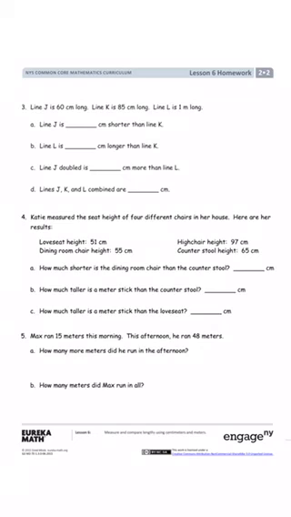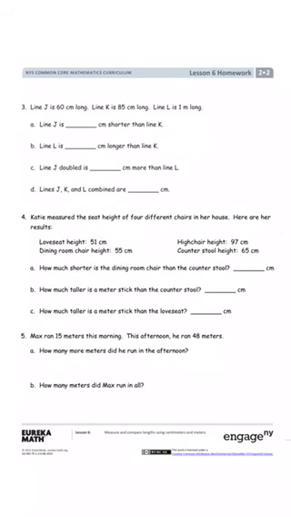For number 4, it said that Katie measured the seat height of 4 different chairs in her house. Here are her results. So we see these 4 different types of chairs, and we've noticed that they've all used centimeters. So that's great. What we're going to do, we're going to answer questions A through C. How much shorter is the dining room chair than the counter stool?